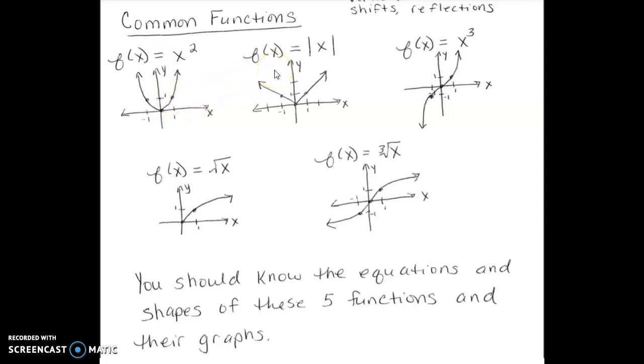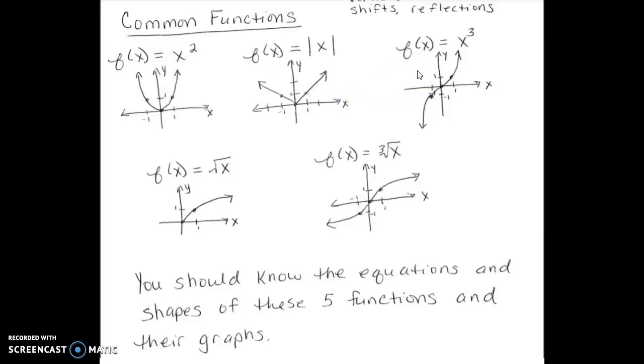Our next common function is f of x equals the absolute value of x. This graph goes through the same 3 points as x squared, but instead of forming a U, it forms a V. So it goes through negative 1, 1, 0, 0, and 1, 1, but they are connected in a straight line, a V-shaped graph.